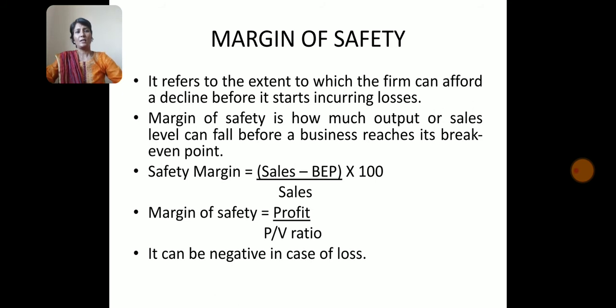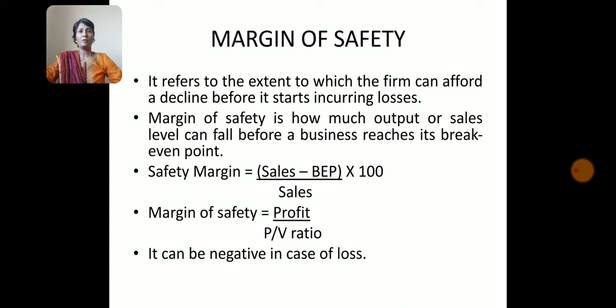Now, let us see margin of safety. Margin of safety refers to the extent to which the firm can afford a decline before it starts incurring losses. Margin of safety is how much output or sales level can fall before a business reaches its break-even point.